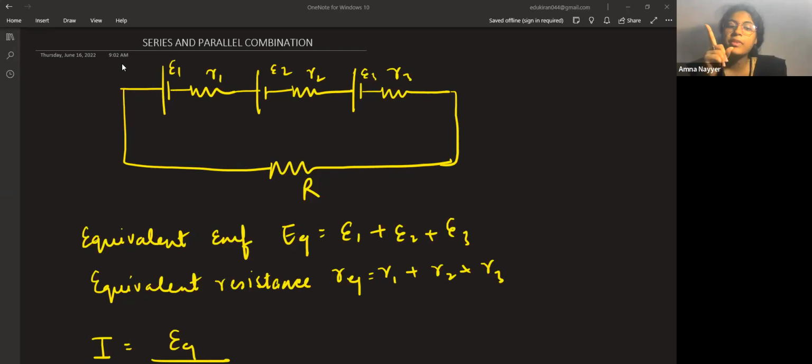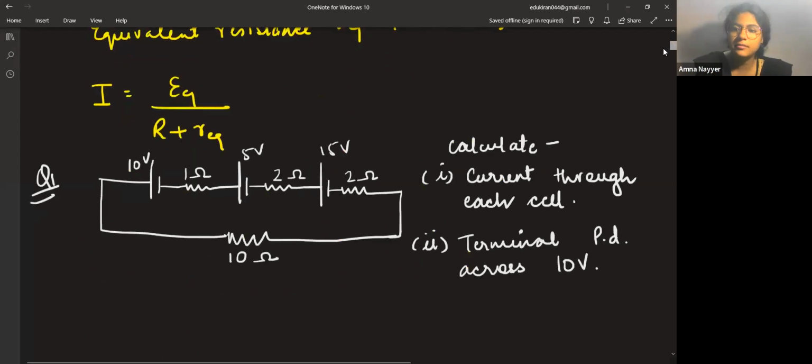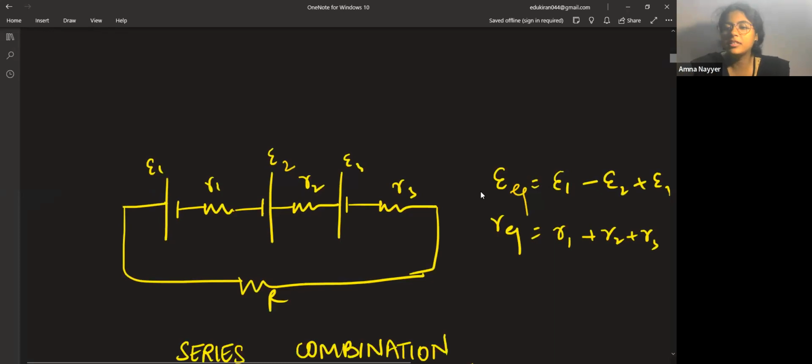But this is the condition when all the terminals are connected in an even order, like positive connected to negative, negative to positive, positive to negative, like this. But if any of these reverses, then we have to write it like this: E1 minus E2 plus and so on. Whichever is reversed, that sign will also be reversed. See, this is in the same order, this is also in the same order, this one is reversed. So this becomes minus E2.